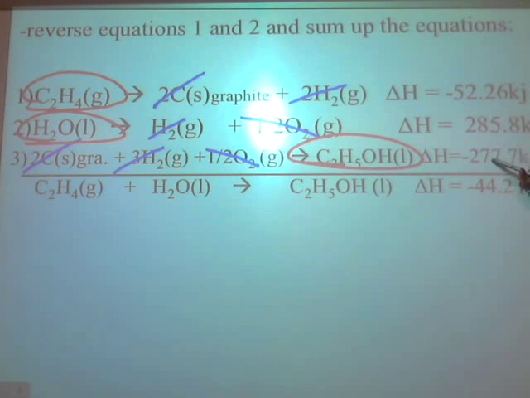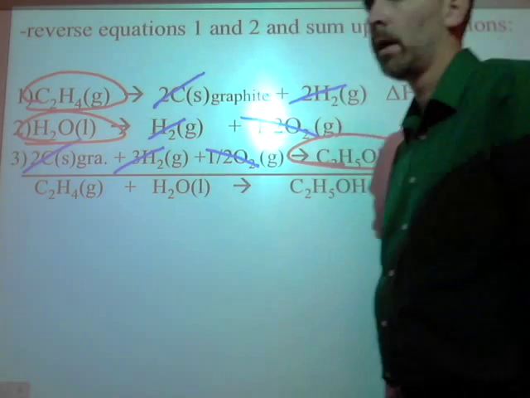Now that I've changed the sign, did you notice I changed the sign for the first two? Opposite sign from what they were a minute ago on the other board. Okay? Why? Because they weren't being formed, they were being broken up. Now I can just add them up directly and get that number. And that's the correct answer.